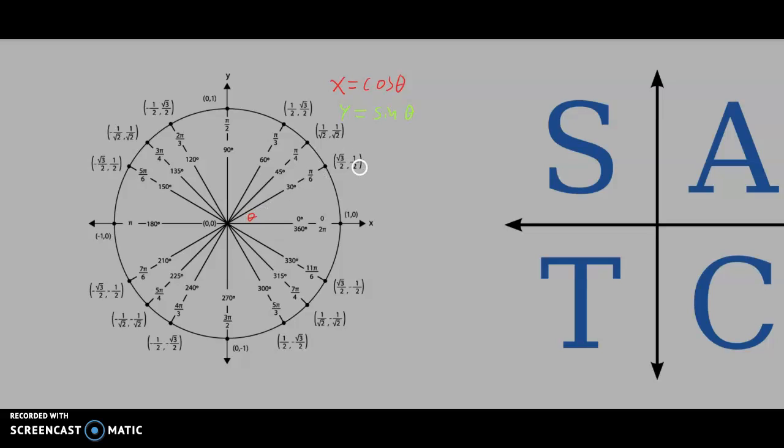So sine of pi over 6 is 1/2. We know that's true. The cosine of pi over 6 is the square root of 3 over 2, which we also know. This is one of our reference triangles, or our special right triangles.